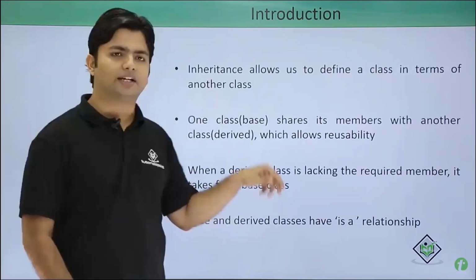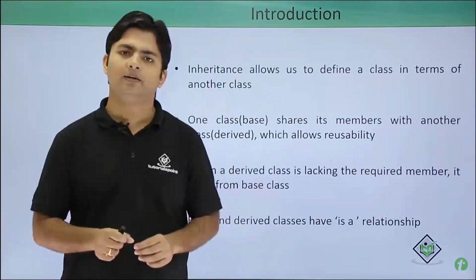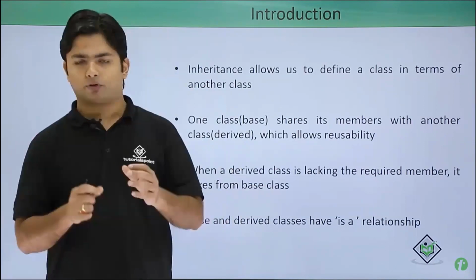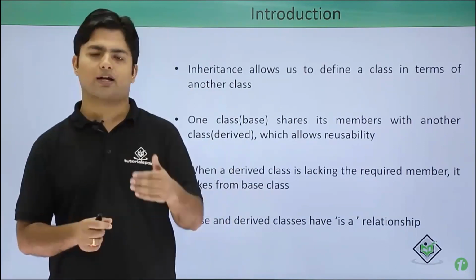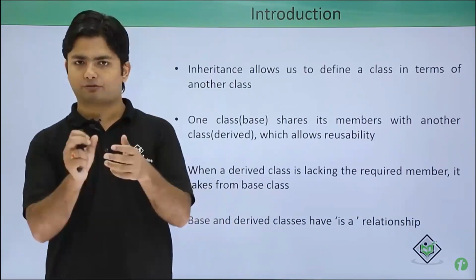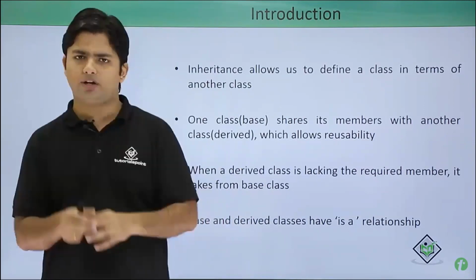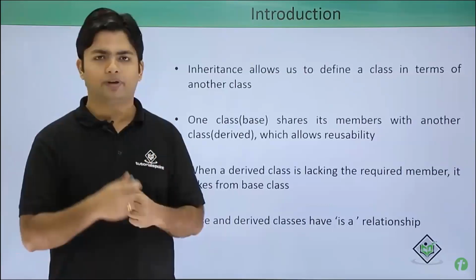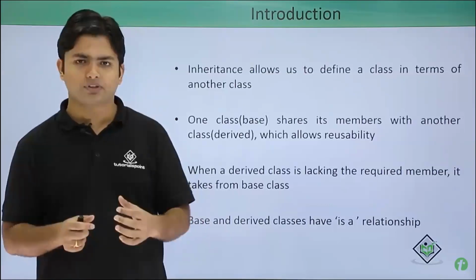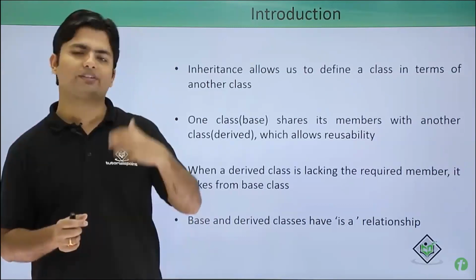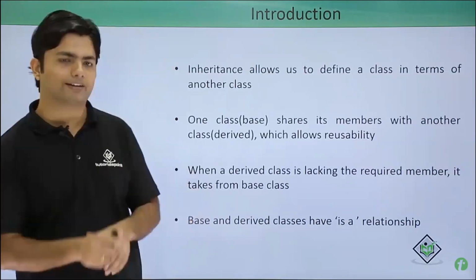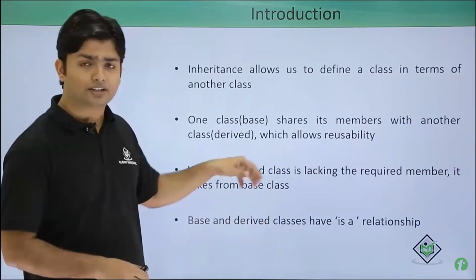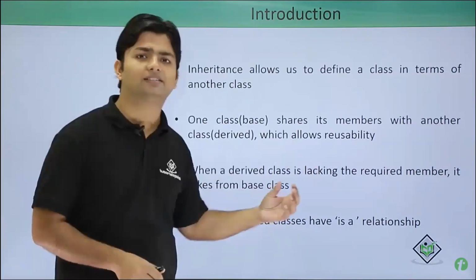When a derived class is lacking some feature, only then will it take the feature from its base class. For example, if you are creating a class called A, which already has a feature, some method like M1, it will not take it from its base class. But if the derived class is lacking something, only then it will go to its base class to get that feature. And here you will notice that between the base and derived, there is a relationship.